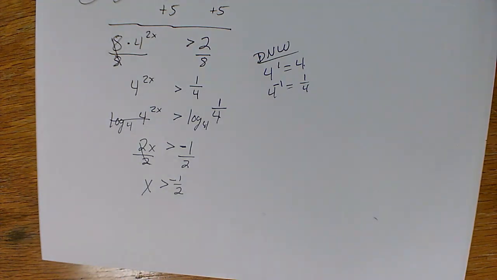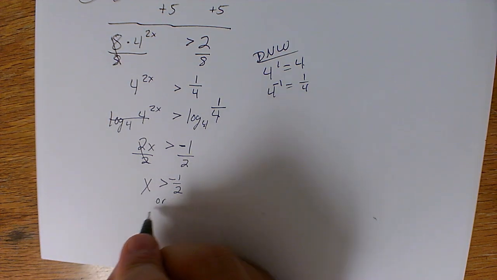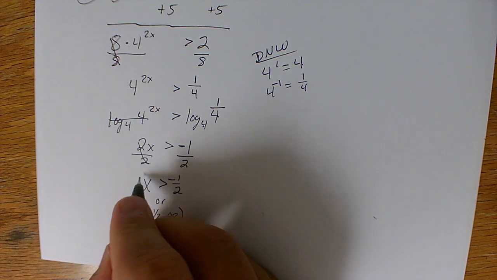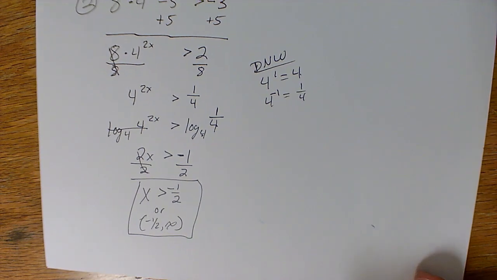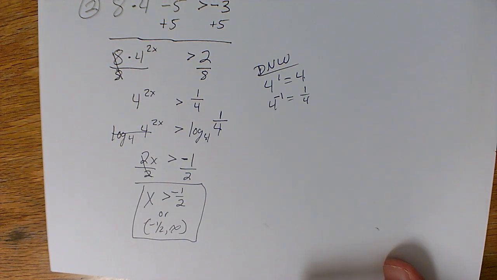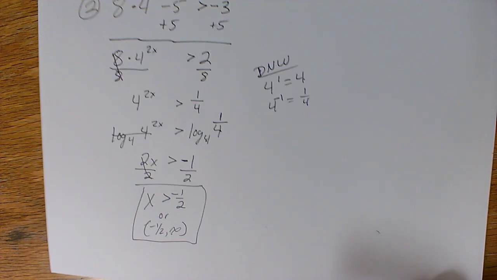Since there's no restrictions on exponentials, we don't have to do any of the extra thinking. This is their answer, or you could write it as from -1/2 to infinity. So there's example 2 of the CA. And then now let's look at a third type of problem on the CA.